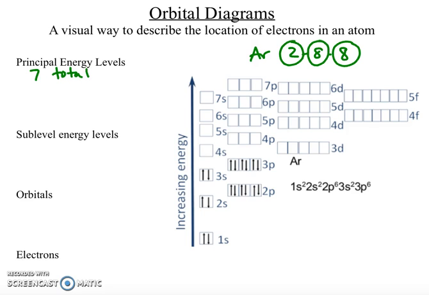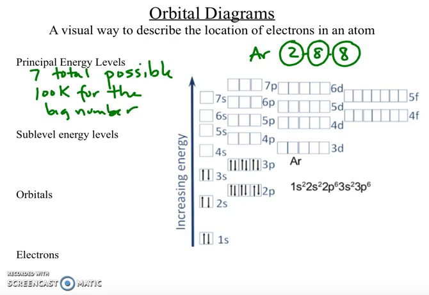So the first principal energy level, the second principal energy level, and the third principal energy level. But because atoms can get really big with lots and lots of electrons, there are a maximum of 7 total principal energy levels possible for elements. Okay. Where you're going to look for that is you're going to look for the big number, sort of the coefficient. So right here, this 7 tells you that that is the 7th principal energy level. This number right here is the first principal energy level, and so on and so forth. So you can see that the principal energy levels start to get a little bit more specific. We'll talk about that in just a second.